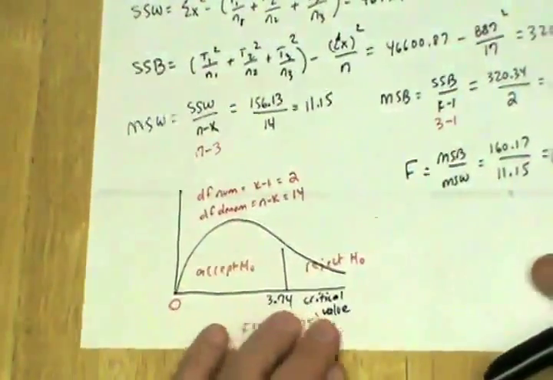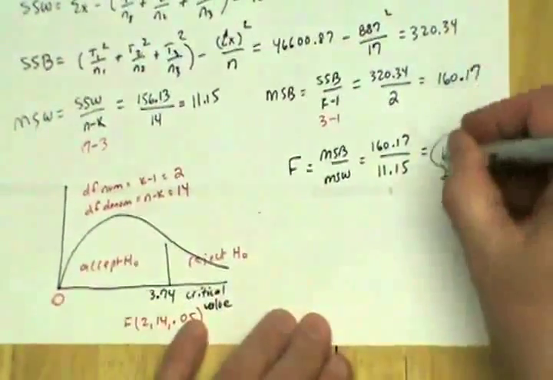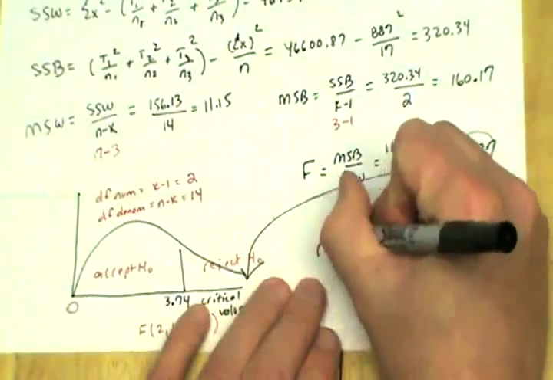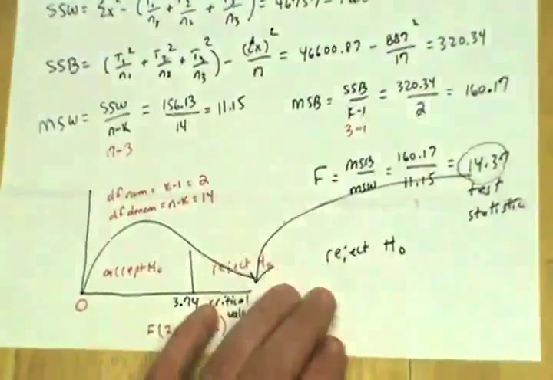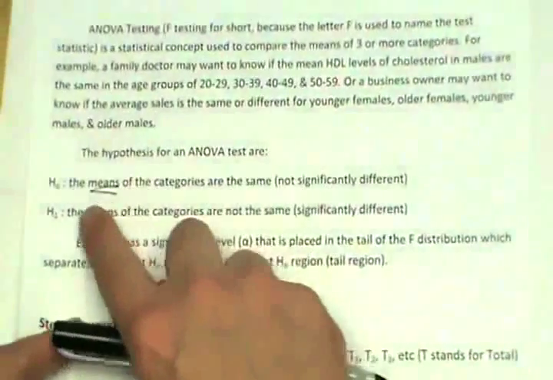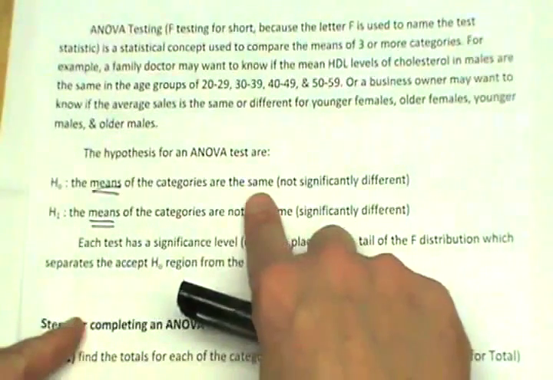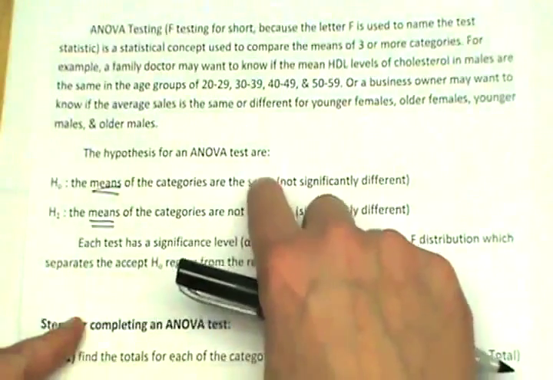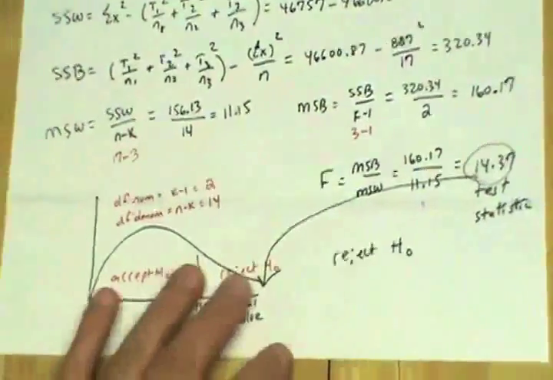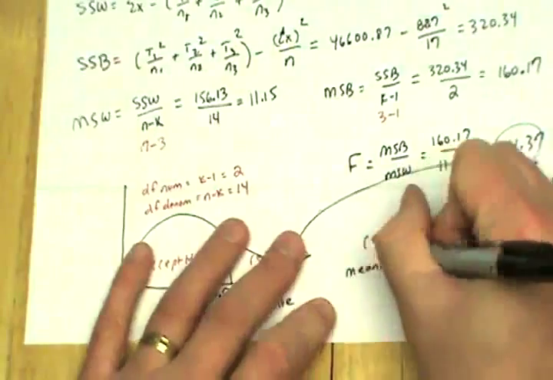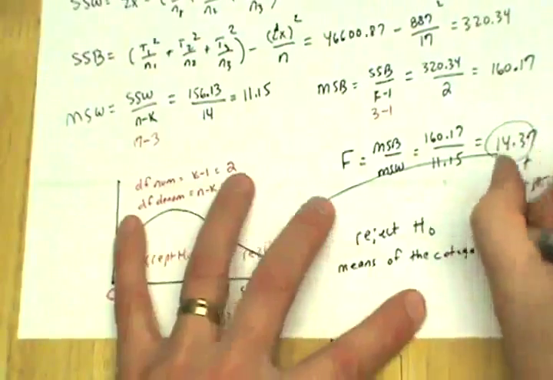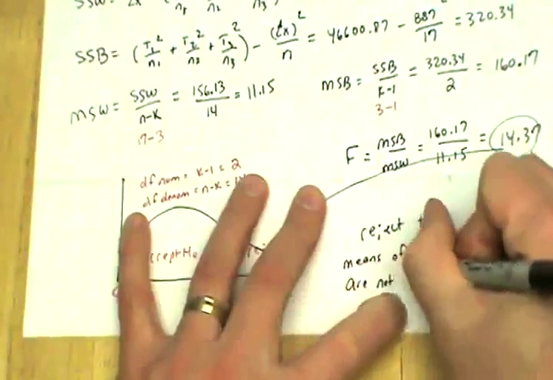Knowing that, where does our f lie? 14.37 lies to the right of 3.74. So we are going to end up in the tail, which is reject HO. And again, I refer you back to the original notes where HO is that the means of the categories are the same. That's what happens in ANOVA testing. We're rejecting that, so we're accepting H1, which is that the means of the categories are not the same. And so that's what our conclusion is going to be: means of the categories are not the same.